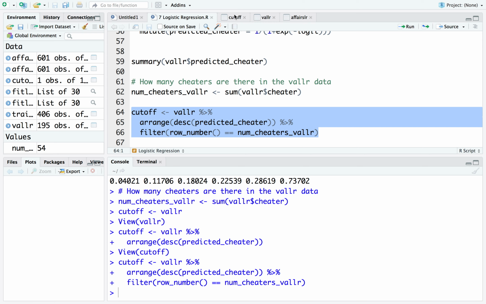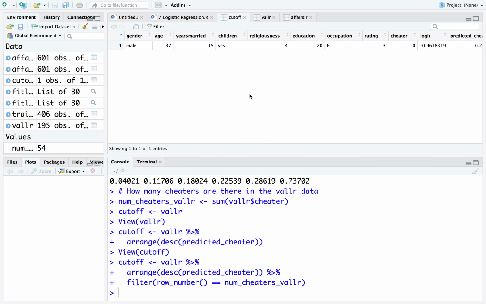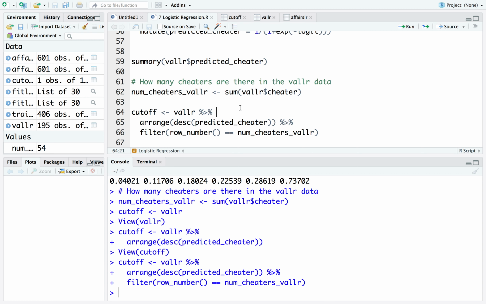So look at this row number. I have the 54th observation where the probability is 0.27. If you want to see how I got this, just remember this number, 0.276, and this was a male that was 37. Let's go back to our code without the filtering.